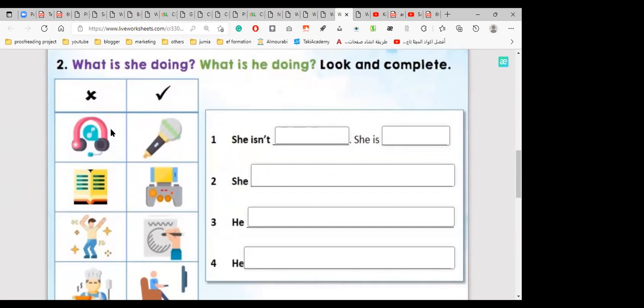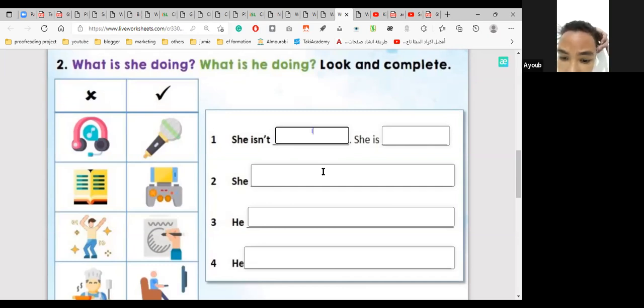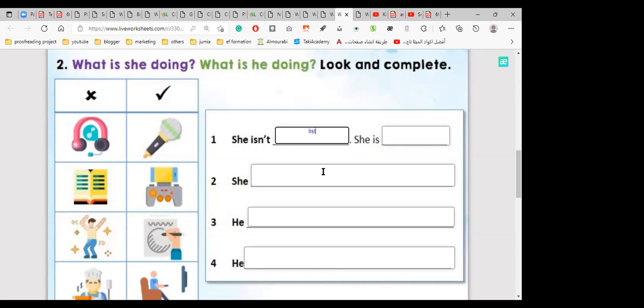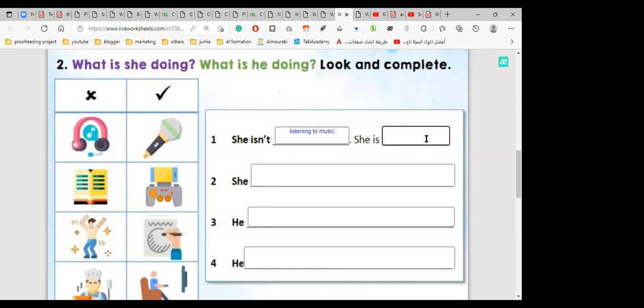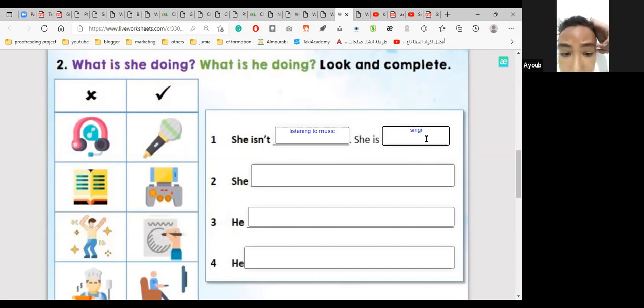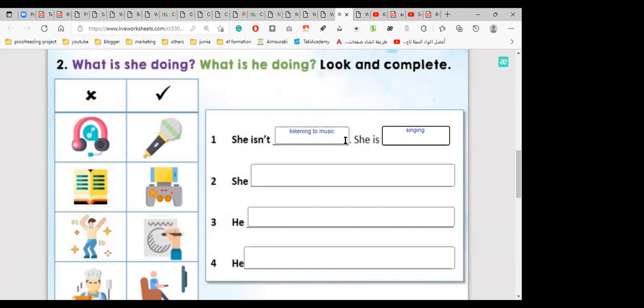Okay, we are going to look and complete. One in the negative and one in the affirmative. The one with the cross is negative. This one is positive. Affirmative. Positive, yes. So she isn't what? Listen to music. Yes, she isn't listening to music. But she is singing. She is what? Singing. She is singing. Yes, very good.